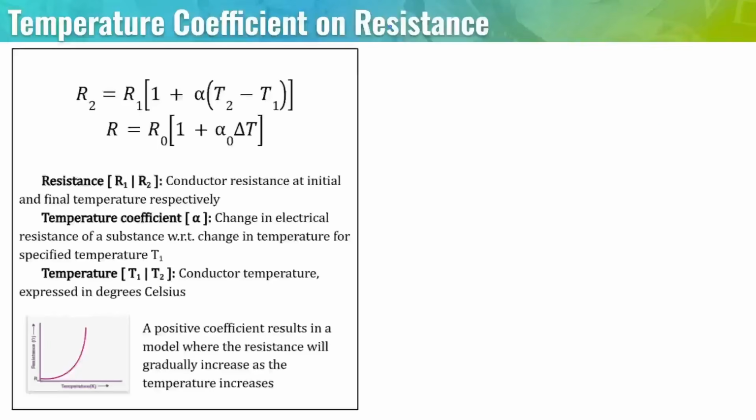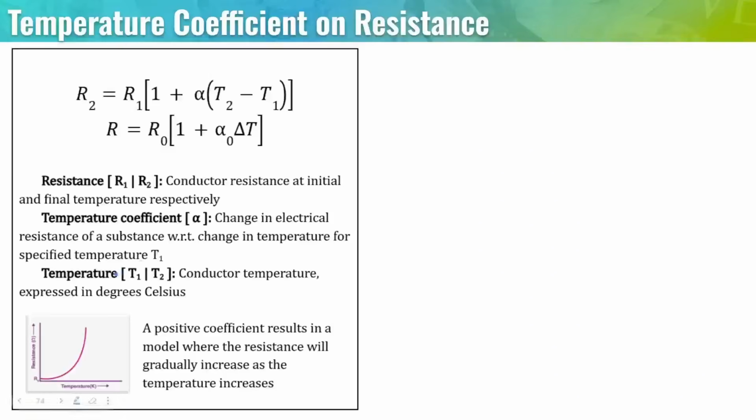Next, we have the temperature coefficient on resistance. So, same as earlier, we have the original value times something to modify it will result in the new value. So this time, for resistance, it is also affected by the change in temperature. But instead of the coefficient of resistance, we have the temperature coefficient. So the temperature coefficient, or alpha, is the change in electrical resistance of a substance with respect to change in temperature for specified temperature T sub 1.